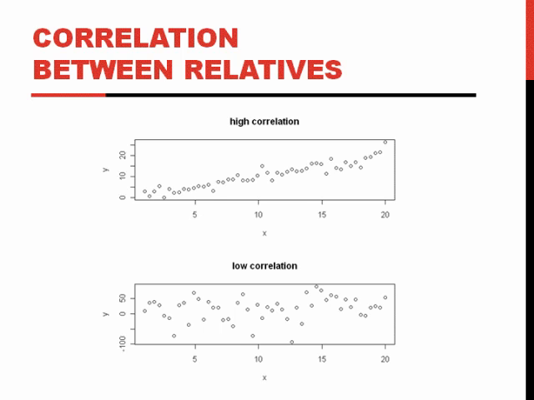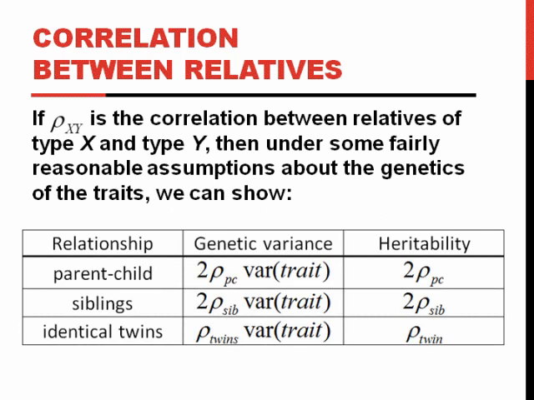So then you go and do some more math, and you can show that if the rho, which I'll just call P, the P_XY, is the correlation between relatives of type X and type Y, then you can make certain assumptions and do some math, and it turns out that if you calculate the correlation, for example, between siblings, then you take 2 times that, and that gives you the heritability. So if the correlation turned out to be 0.3, the heritability would be 2 times that, 0.6. And so for both parent-child or siblings, it's just 2 times the correlation. For identical twins, the correlation between them will equal the heritability.